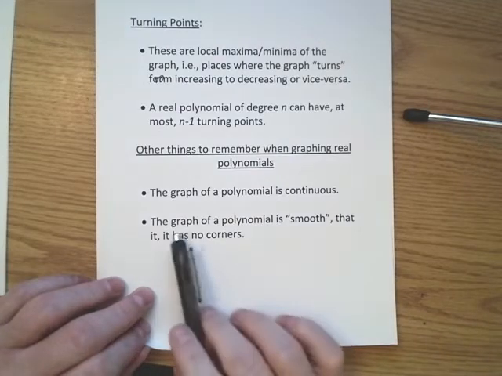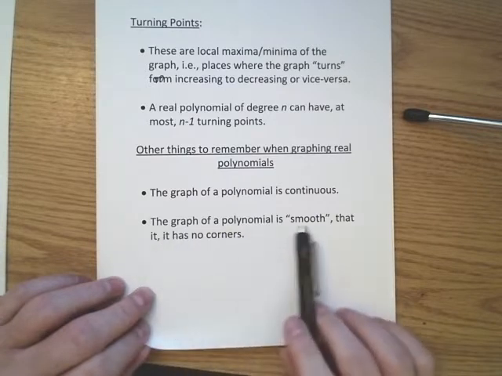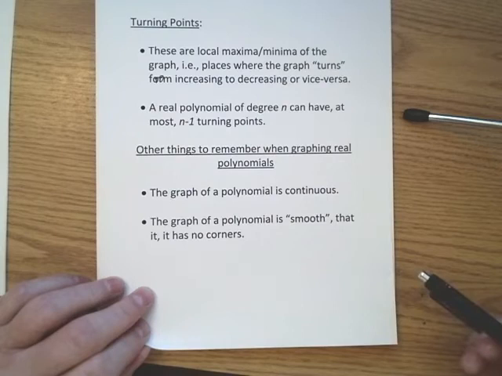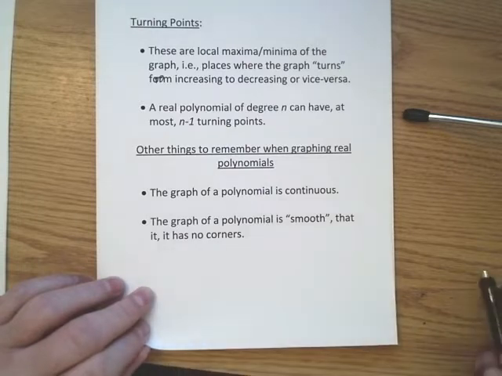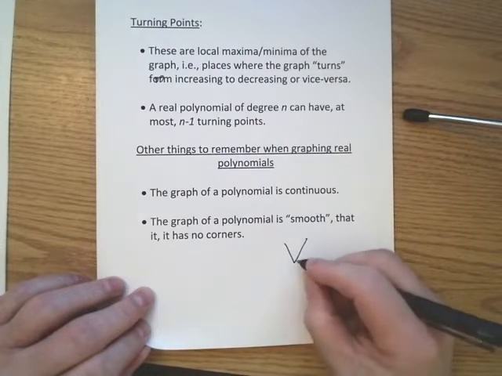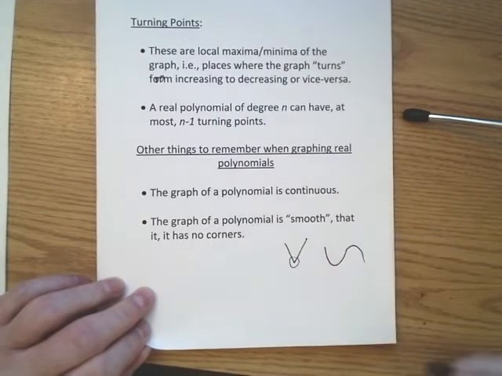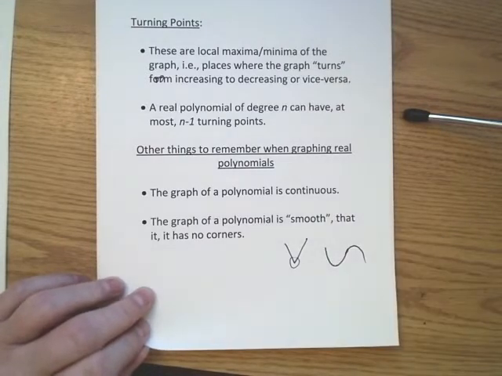Another thing to remember to try to make your graphs look good is that the graph of a polynomial is smooth. Now this has a very fancy and well-defined meaning in Calc 1 here called differentiability. But we'll just think of it this way. It's smooth. It has no corners. Okay, so don't do this. Don't draw your graph with something like that. That's a corner there. Polynomials are always smooth. Okay, well that didn't look very smooth there, but you get the idea. All right, there we go.